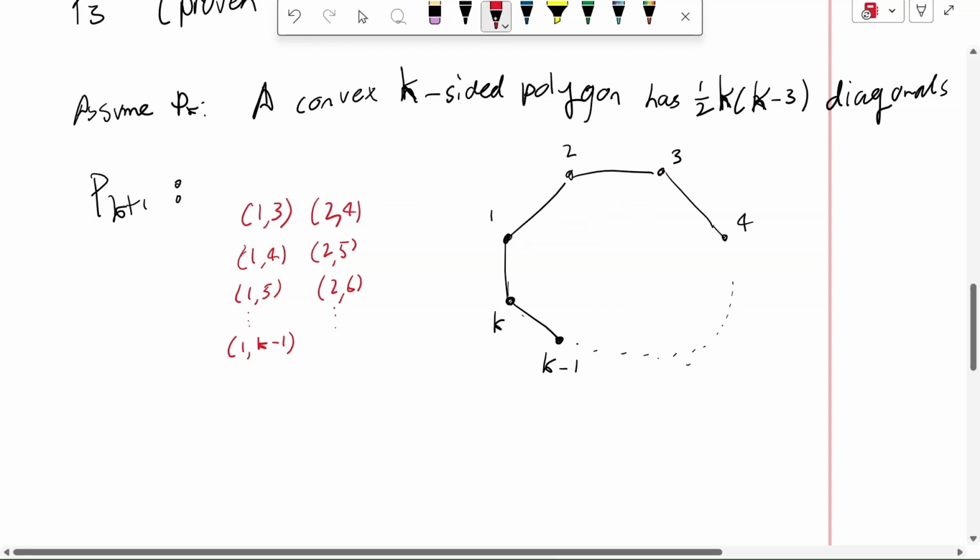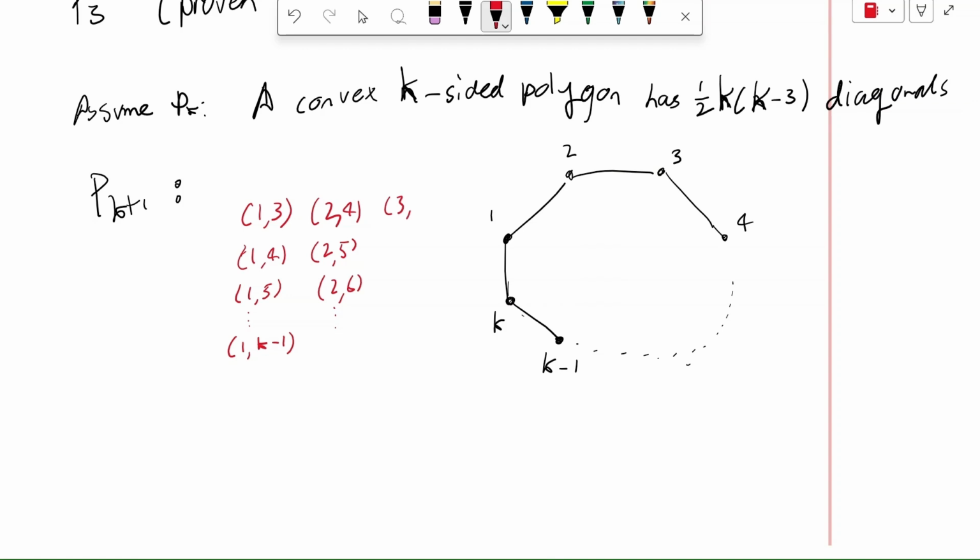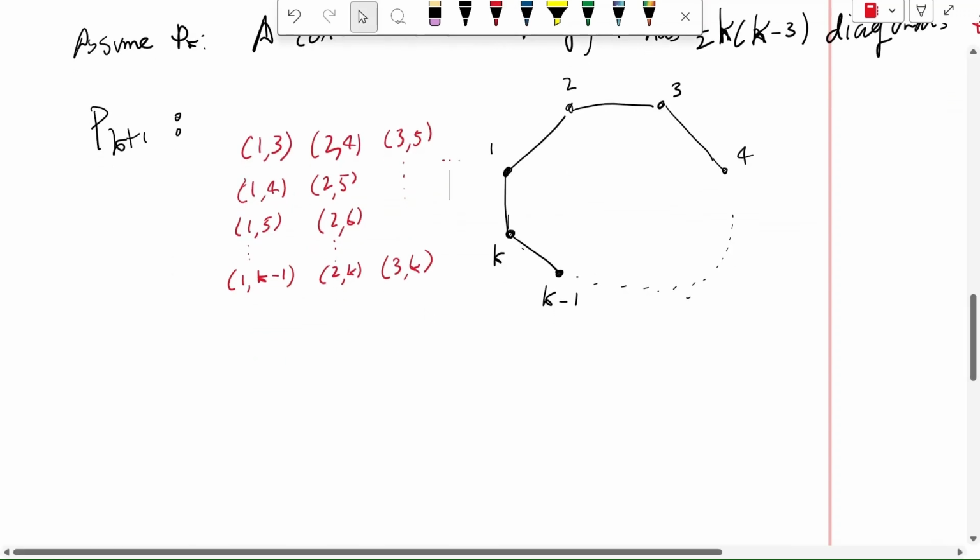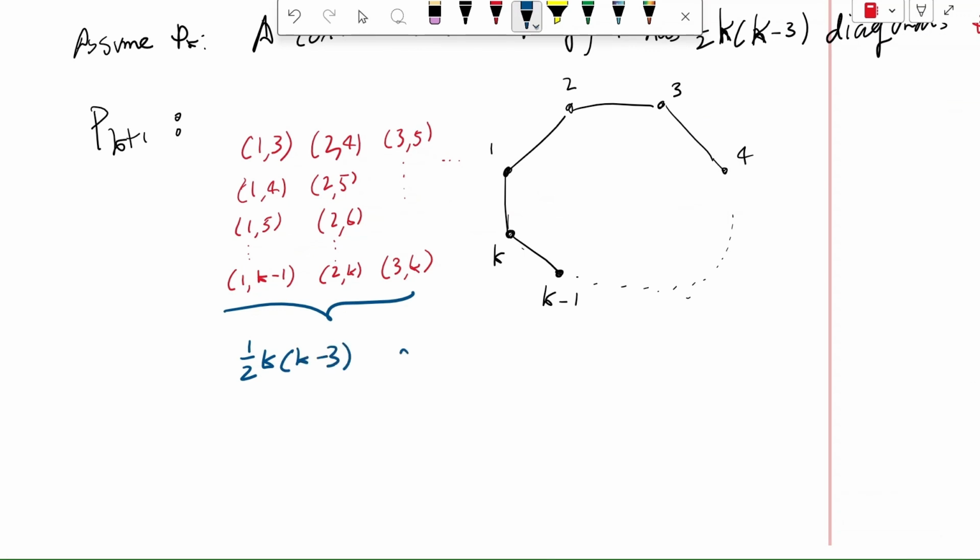We do have some diagonals with 3, so 3, 2 won't exist because that's just an edge, neither will 3, 4, but you can sort of start from 3, 5, and then this would go all the way through up to 3, k. I didn't mention before, but this list here also finishes at 2, k. And you can imagine this list expanding out to the right like that. There's a half k, take 3 of these from star. So this is the number of diagonals.